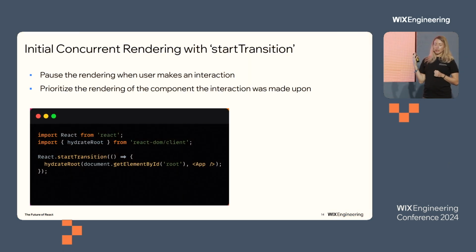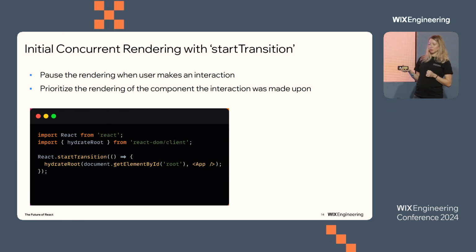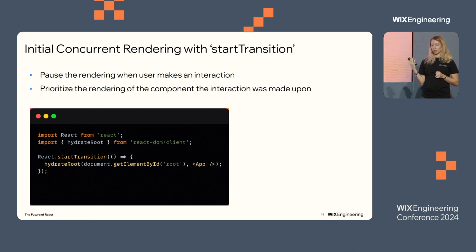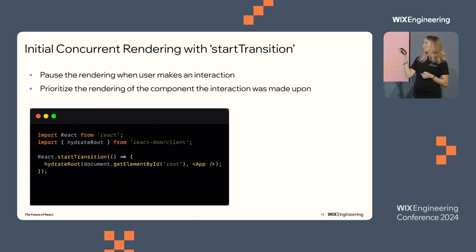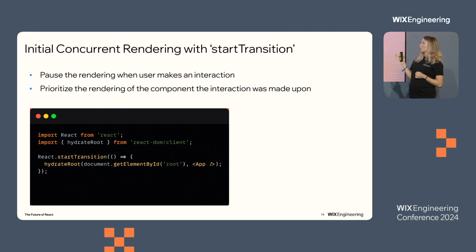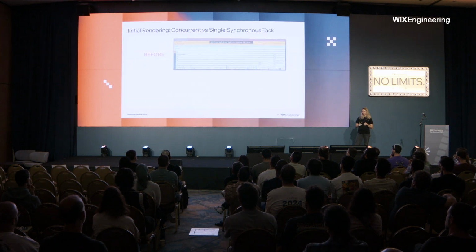When it is marked as a transition, React knows to pause the rendering when a user makes an interaction, and then resume it. And even more than that, React knows to prioritize the rendering of the component the interaction was made upon. So we did something similar to the code you see here. We wrapped the call to hydrate root with the new start transition API. And now let's see how it looks.